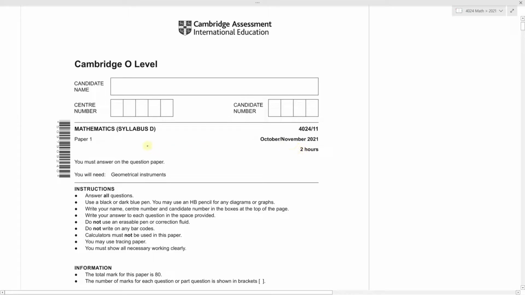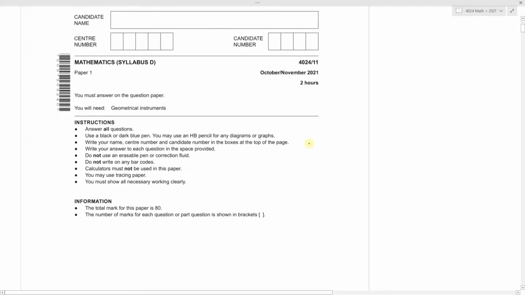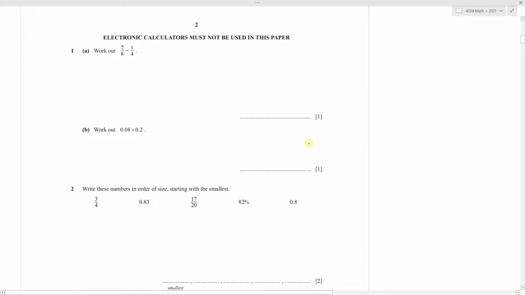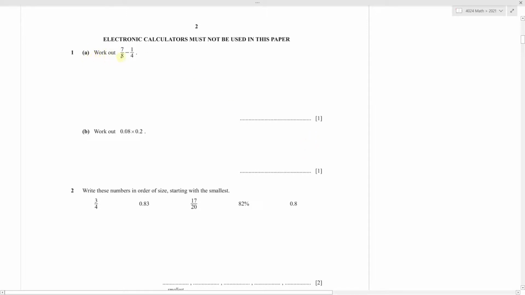So in this video, we will solve mathematics paper 1 variant 1 for October November 2021. So let's start with question number 1, part A, work out 7 over 8 minus 1 over 4. So the LCM of 4 and 8 is 8.